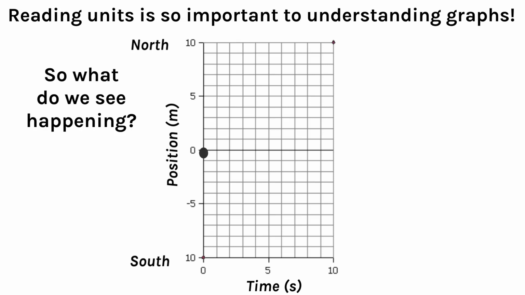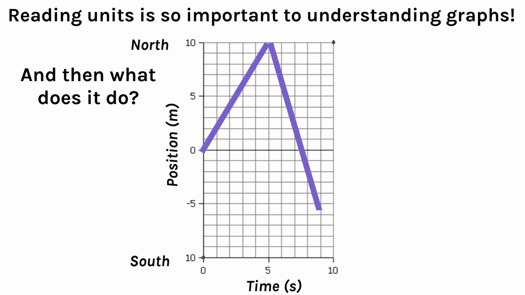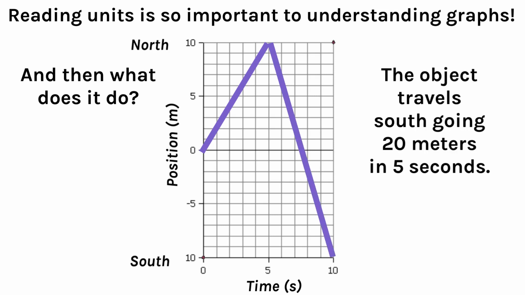So what do we see happening? Well, each dot represents 1 second in time, so a lot of people might say it goes from 0 to 10. But it's better to describe it. An object begins at 0 meters and moves to 10 meters in 5 seconds. And then what does it do? The object travels south, going 20 meters in 5 seconds.